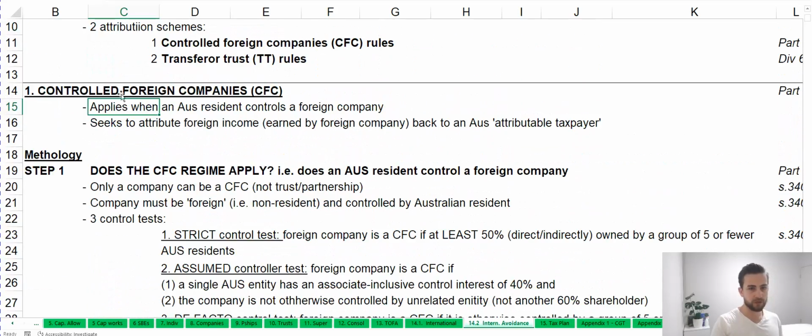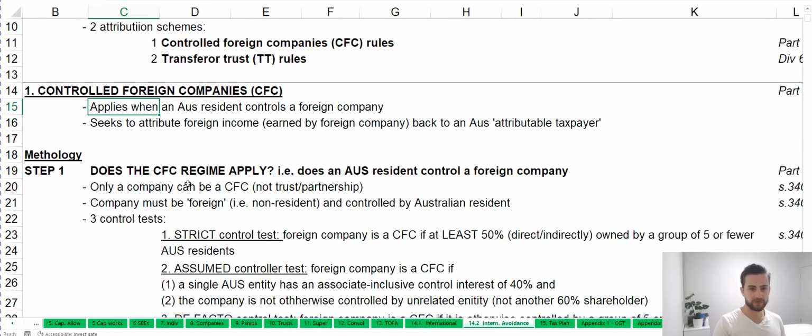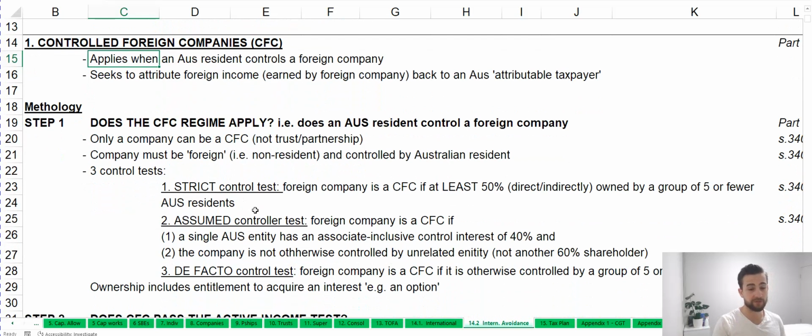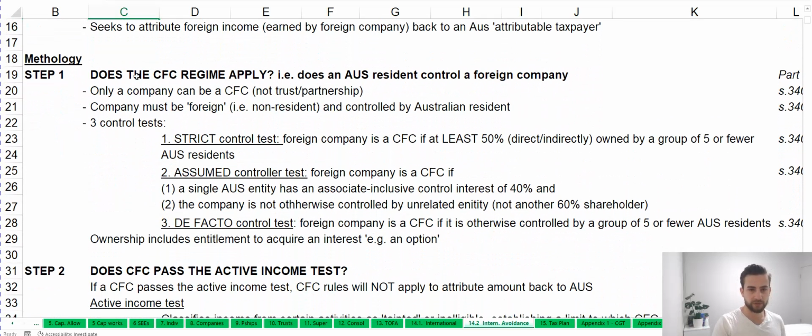And as we mentioned before, if it falls under the CFC attribution regime, the purpose of this is to actually get that money attributed back to Australia, so the Australian government doesn't miss out on the tax overseas. So there's a few steps here. So first step is to ask the question, does the CFC regime actually apply?